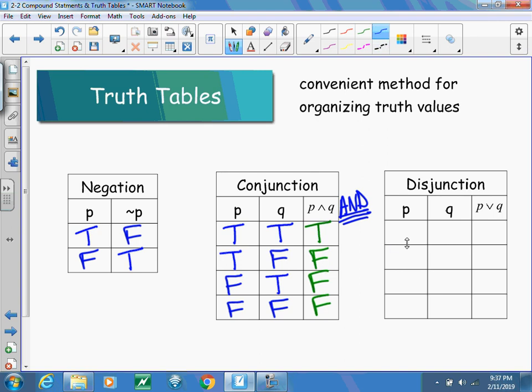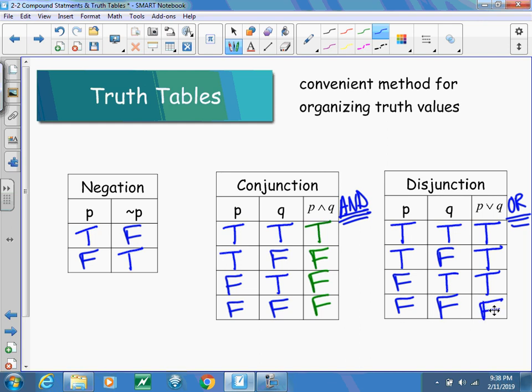Disjunction with two statements, again, we have the different options: true true, true false, false true, and false false. This time we're looking at the or statement between them. And so in order to be true, one or the other or both need to be true. So if P and Q are both true, then the whole statement is true. If P is true but Q is false, we have at least one true value, so the whole thing is true. False or true, we have one true, so the statement is true. False or false, then the answer should be false.